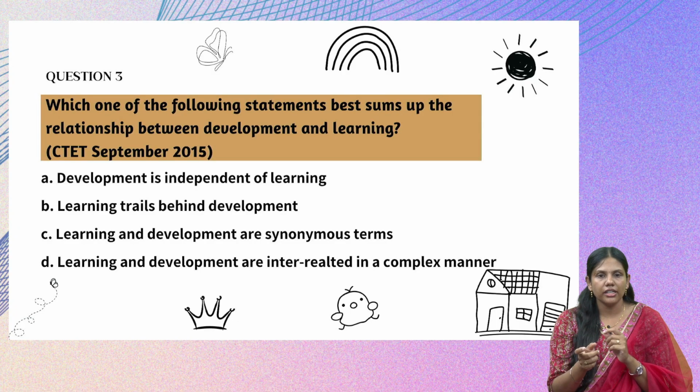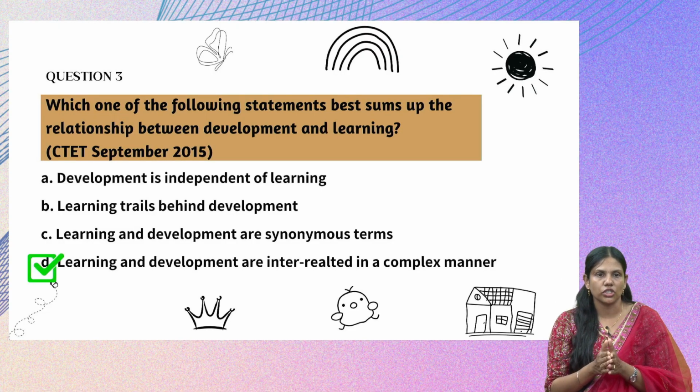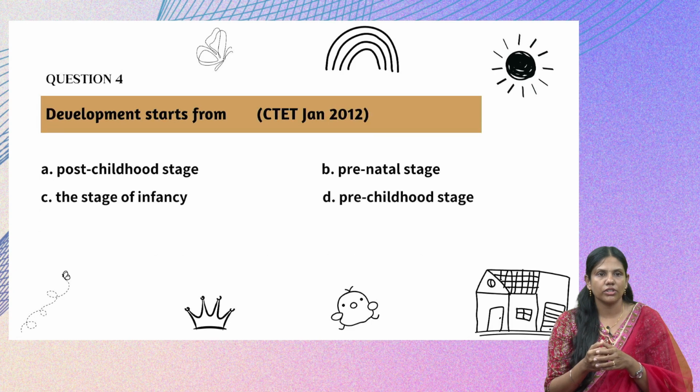Learning trails behind development. But we also discussed that learning helps in development and development also helps in learning. So that is not trailing behind. So option 2 is also not correct. Then the third option, that is C, learning and development are synonymous terms. But we have seen both are different, development and learning. So the answer C is also incorrect. The fourth option, learning and development are interrelated in a complex manner. This is the correct answer for this question. Now let's go to the next question.